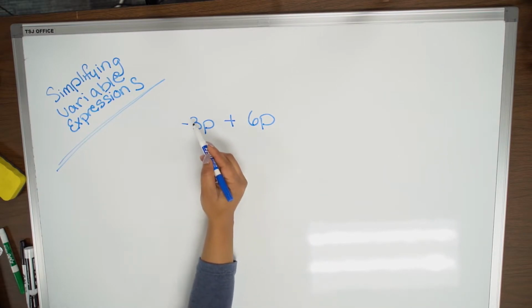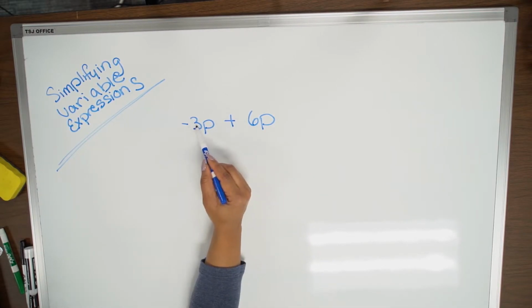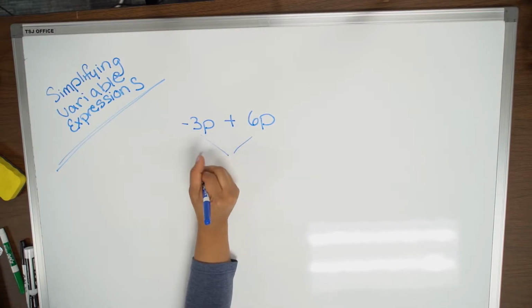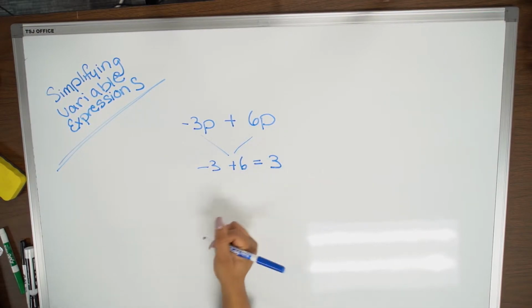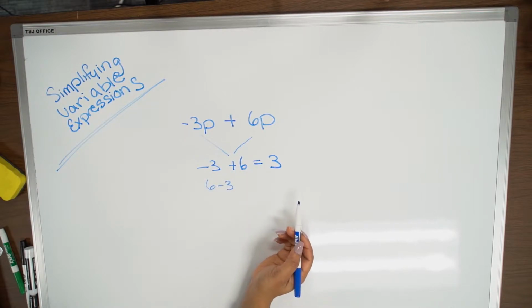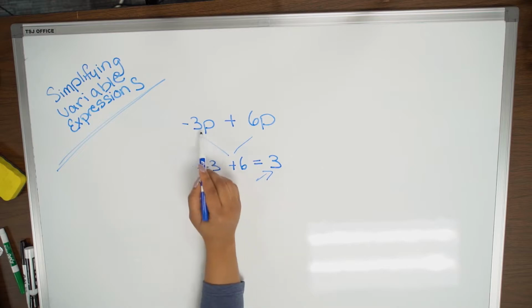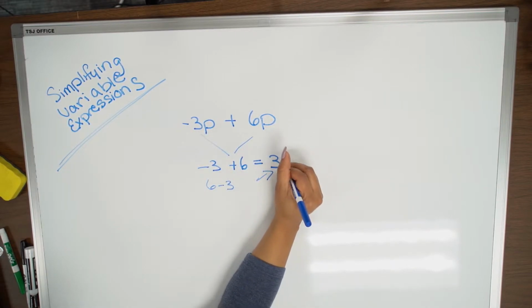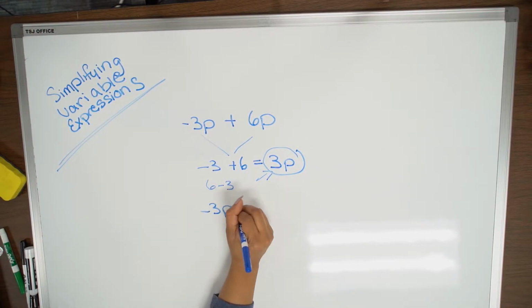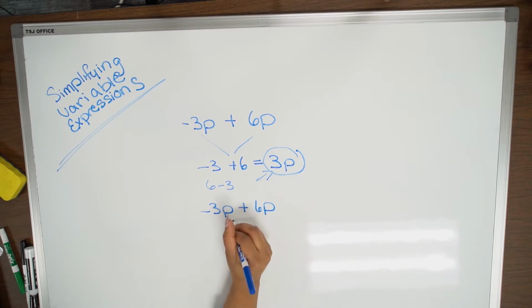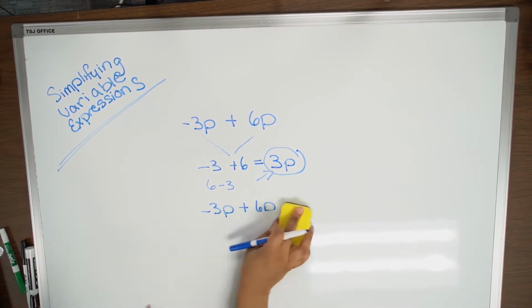combine them. So simplifying means we're going to work with the numbers. So we have negative 3 plus 6, essentially. And so negative 3 plus 6 is 3, because negative 3 plus 6 is just like saying 6 minus 3. Okay? So that is 3. So then we just need to put the variable on it. So 3p. So negative 3p plus 6p simplified is just 3p. You see that? Okay, let's do another one.